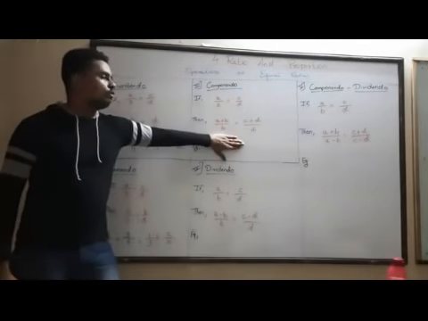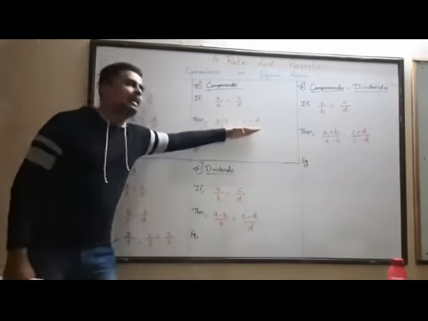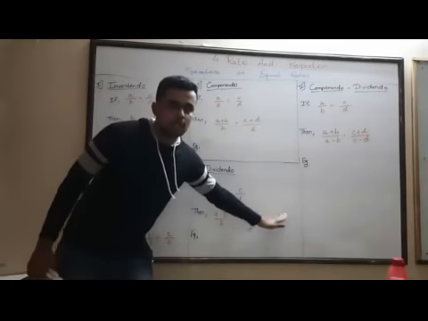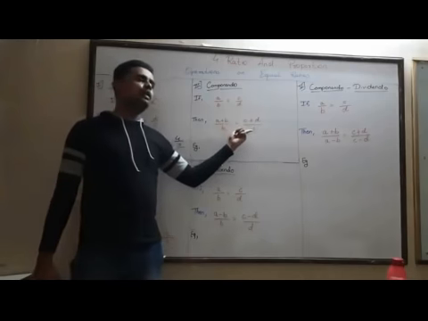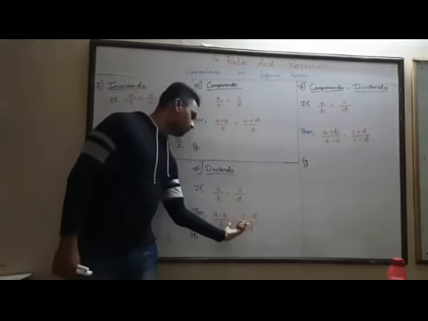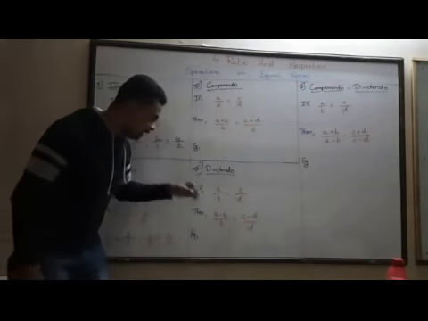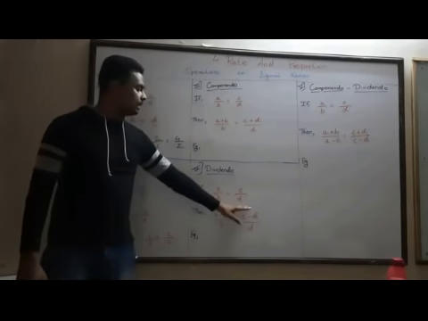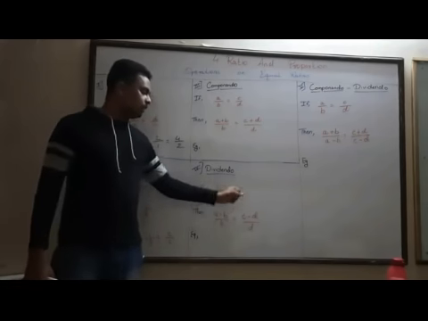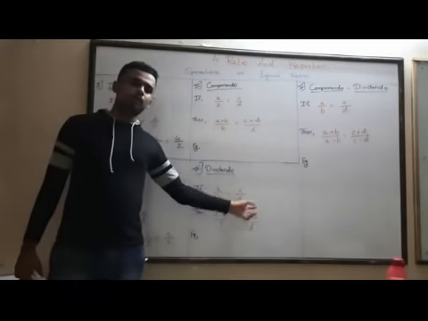This is what we have for componendo, and exactly opposite of componendo is dividendo. Here we added the denominator, here we will be subtracting the denominator. As you can see, the two ratios that I have are A upon B is equal to C upon D.